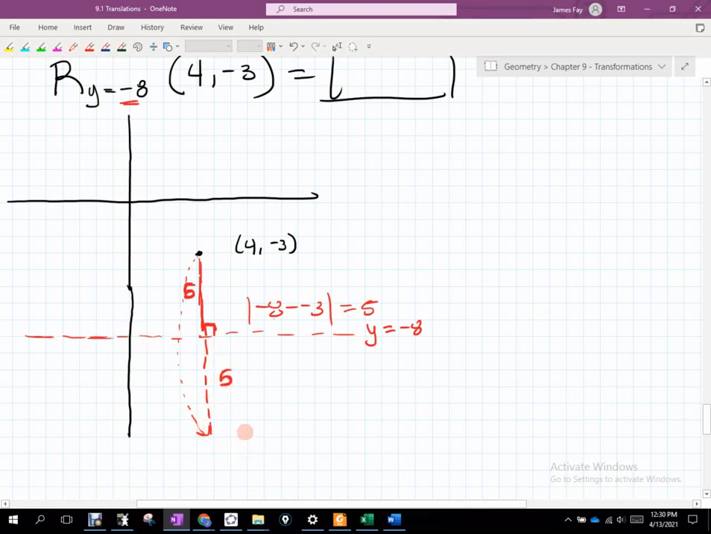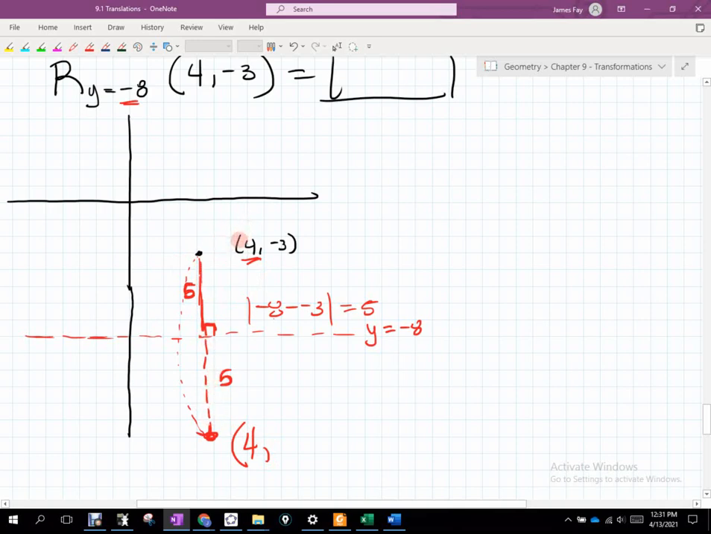Now help me out here. Just think logic, because I don't want to do a whole lot of math here. What's the x value of this reflection point going to be? It's going to be 4. Has to be the same as that x value, right? Okay. Now, we said that this distance was 5, right? That distance was 5.